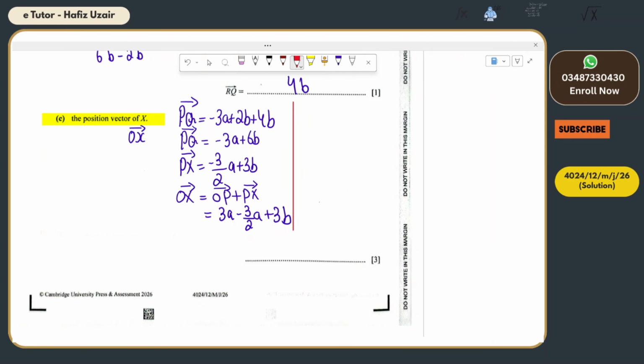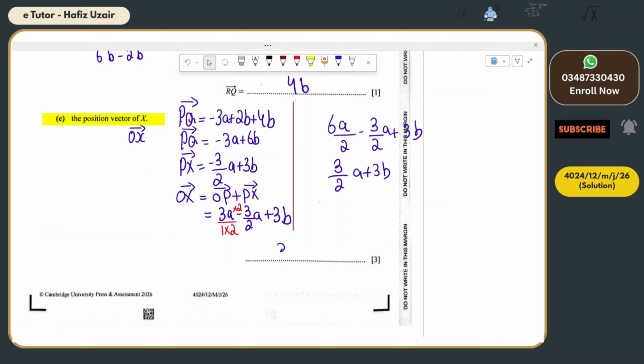Let's simplify this. We have 1 in the denominator of this term, so just multiply it with 2 so that you can make the denominator the same. Because this term has the variable a, this will become 6a over 2 minus 3 over 2 a plus 3b. So this will be 3 over 2 a plus 3b, and that is your answer actually.